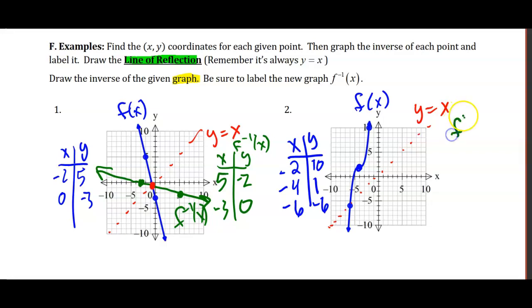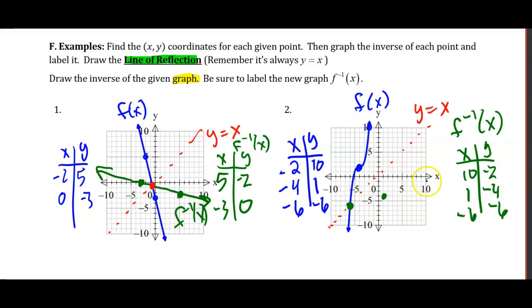So f inverse of x, I switch my points. So (10, -2), (1, -4), (-6, -6). The last point is easy, (-6, -6). (1, -4), (10, -2). So it looks like my graph needs to go like this. The shape should be a little curvy because my original shape was curvy. And yes, there is my intersection point on the line of reflection.